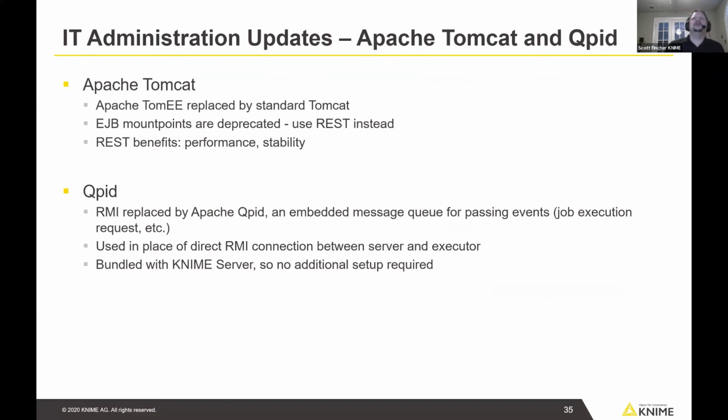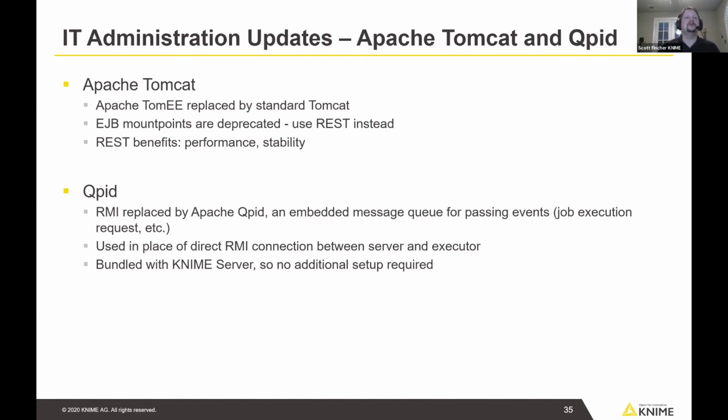And then a couple of things going on under the hood here. We've replaced Apache Tomcat TomEE with standard Tomcat now. So what that means practically is that connections to a KNIME Server, EJB mount points are now deprecated, and we use REST instead. And the reason we did that is because it's more performant and it's more stable.